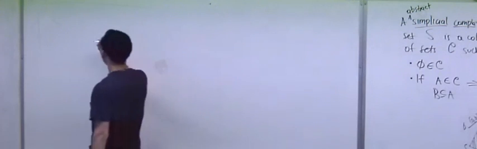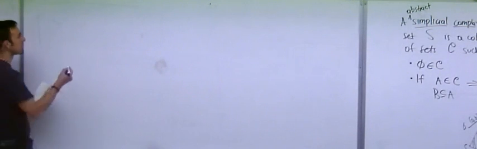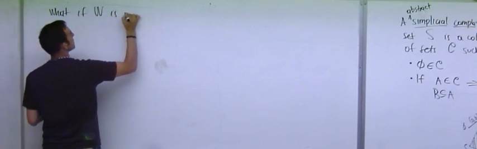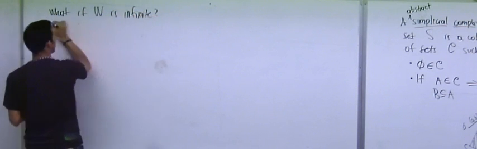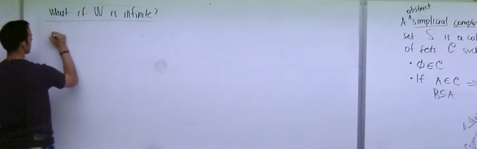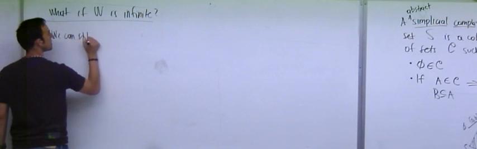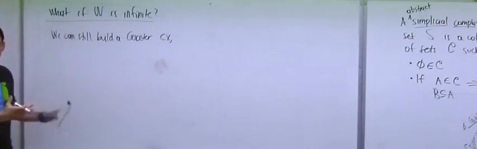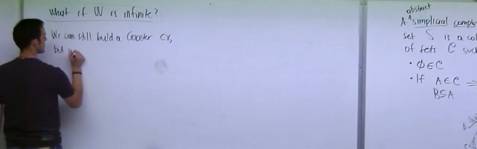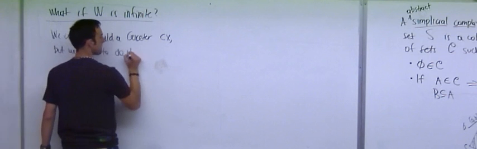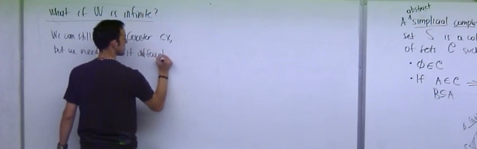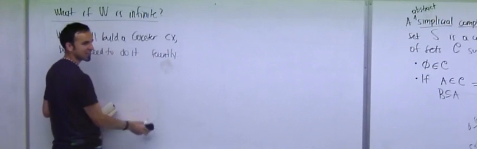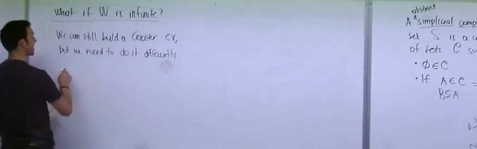And not only how do they fail, but what do you do about it? Because you want something like this anyway, if you can. So what if W is infinite? So the short answer is that we can still build a Coxeter complex. But we need to do it differently because this construction doesn't work. Okay, we're going to do like business school, so we're going to do a case study. A case study on infinite Coxeter groups.